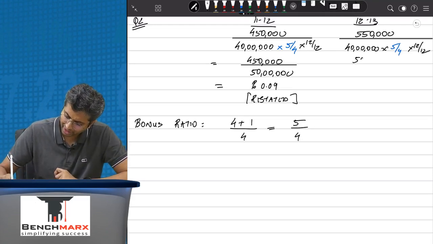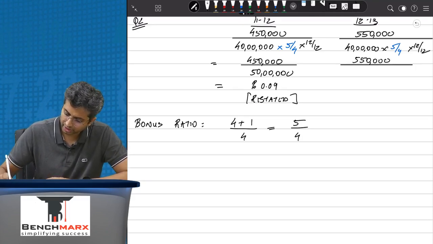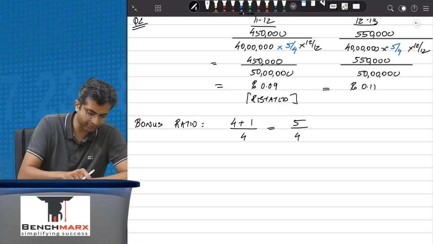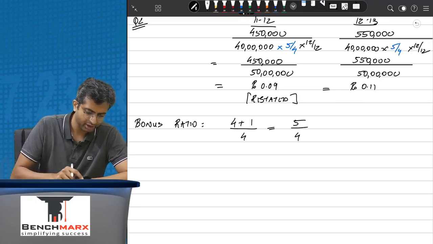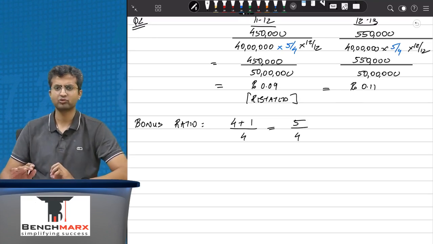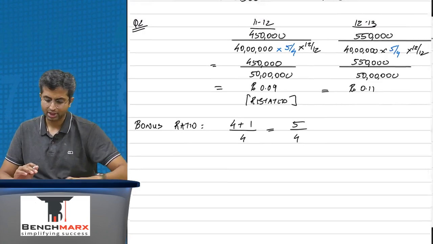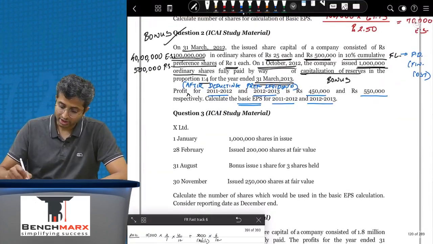Over here, this is 5 lakh 50 upon, again we will have 50 lakhs, and hence this will come to, I think, 0.11 if I'm not wrong. So 5 lakh 50 upon 50 lakhs is 0.11. Okay, perfect. So this is question number 2.